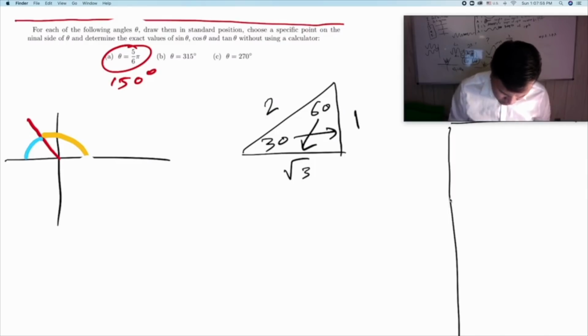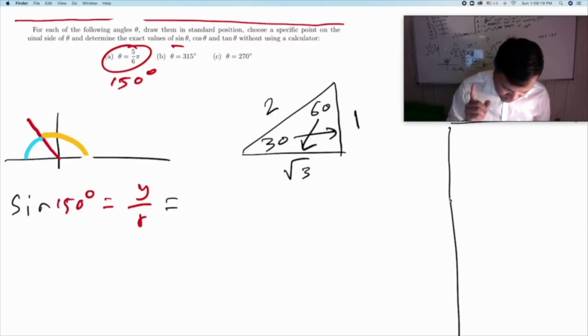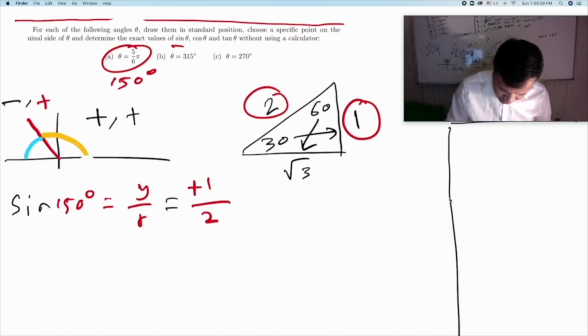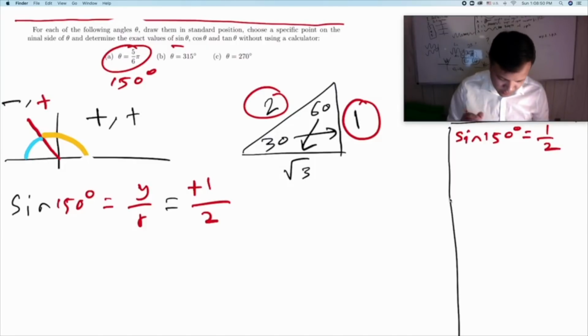Alright, first we're going to do sine. Sine theta, or in this case sine 150 degrees, is y over r. We know what y is, and since it is the second quadrant, sine is positive. Here cosine is positive and sine is positive in the first quadrant, but here cosine is negative and sine is positive. So this is positive, y is 1, and r is 2. So we got the first one: sine 150 degrees is 1 over 2.